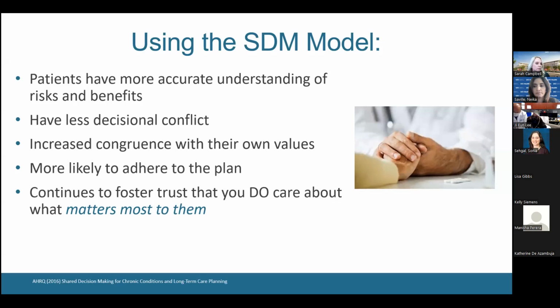Using shared decision-making, patients have a more accurate understanding of risks and benefits, and this is why it works. There's less decisional conflict because they're the ones involved in making the decision. And there's increased congruence with their own values. So they're more likely to adhere to the plan, and it continues to foster that trust that you do care about what matters most to them. And so that's why this model works.